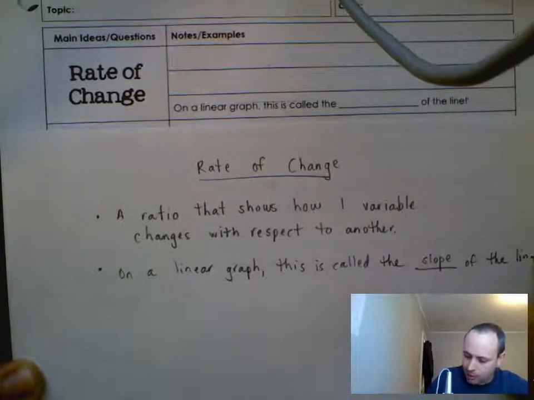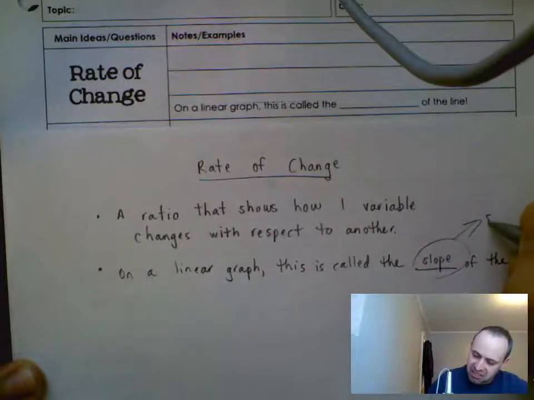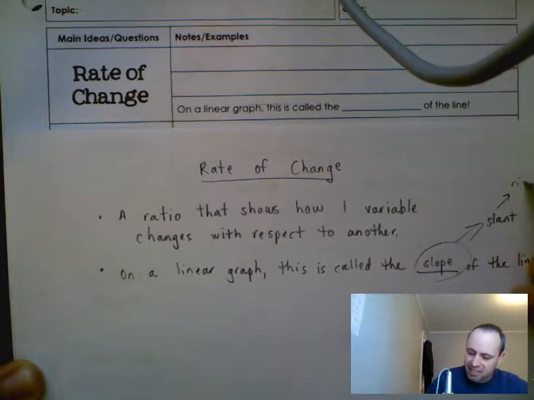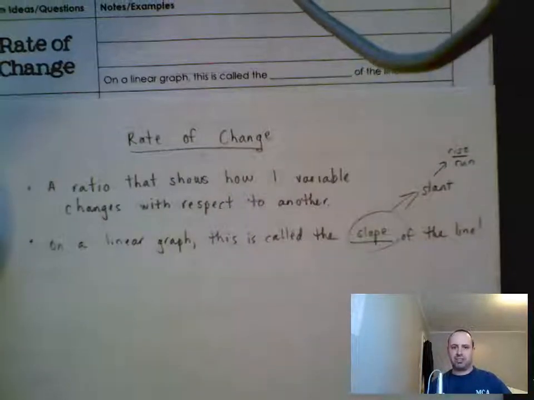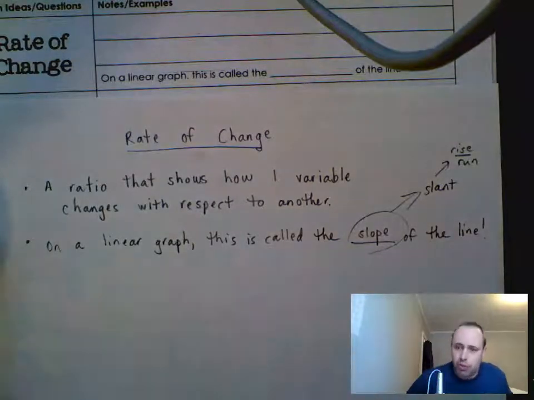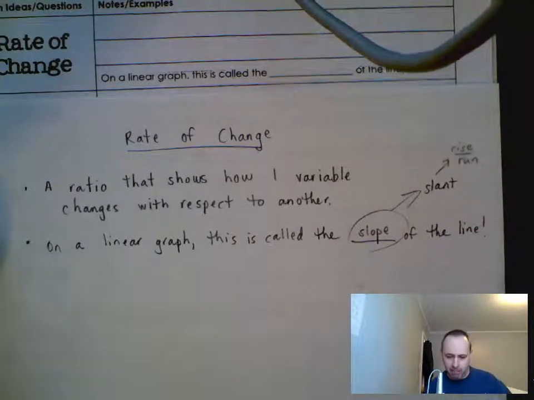Now, slope we did talk about in class. Slope also means the slant, or it means the rise over the run. So on a linear graph, this is called the slope of the line. The slope means the slant or the rise over the run. At any point, if I'm going too fast, you can always pause this, write it down, and then restart it. So that's the top part of the notes here.